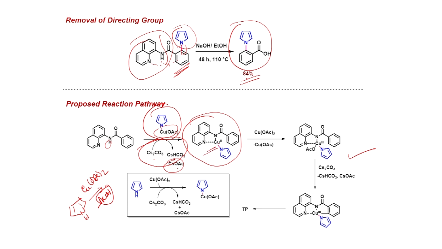Once you have this one, it can be oxidized to copper 3 using copper 2 acetate, which will be converted into copper 1 acetate through electron transfer. Now, you will have this copper 3 intermediate. Once we have this one, it can activate the CH bond intramolecularly, and you will have this copper 3 intermediate. Once formed, this can give the product by reductive elimination. In this way, you can make a carbon nitrogen bond at the ortho position with respect to the amide substituent. The ortho CH bond can be activated, and you can make a CN bond.